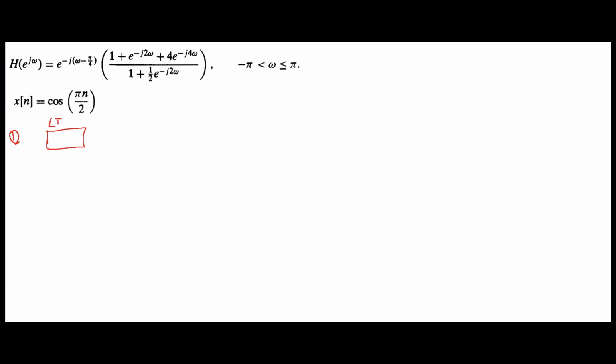The first point is that in an LTI system with impulse response h[n], if the input is in the form of a times e to the power of j omega n, then the output will be the same input multiplied by H(e to the power of j omega).